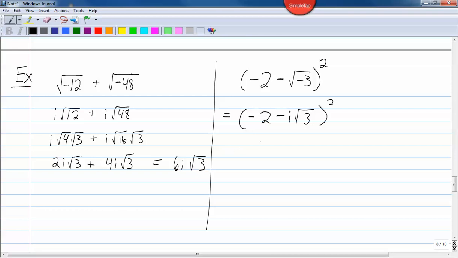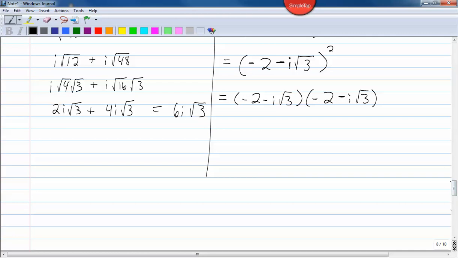Okay, so if I want to square that, that doesn't mean just square the first term and square the second term. That means that I need to say negative 2 minus i square roots of 3 times negative 2 minus i square roots of 3, because that's a binomial. And a binomial squared is the binomial times itself. Now I need to FOIL this out.